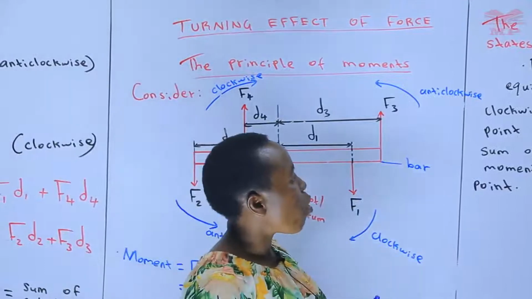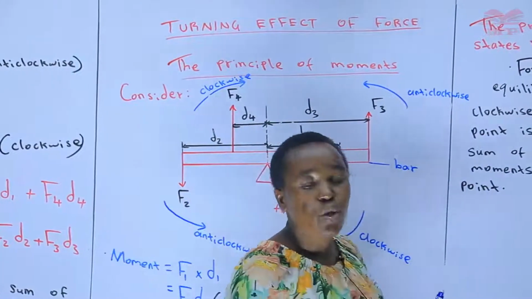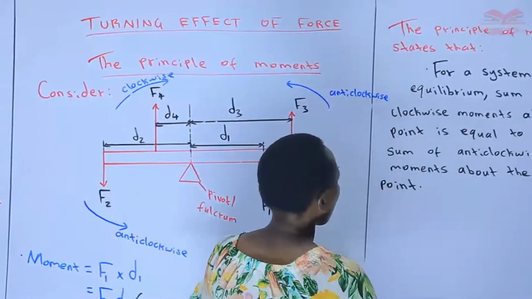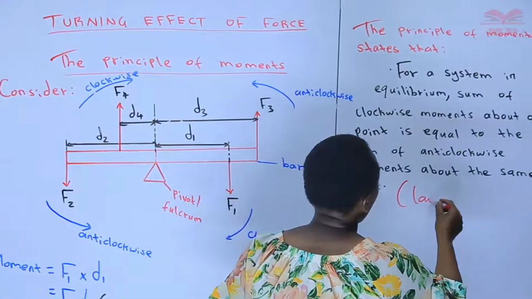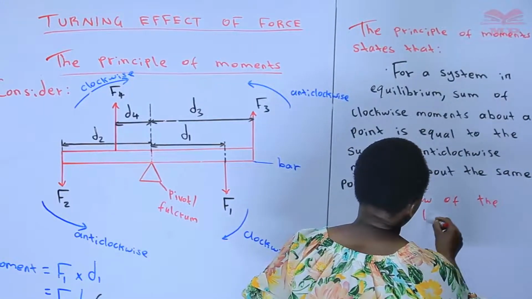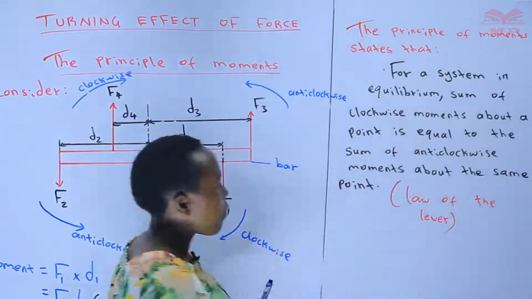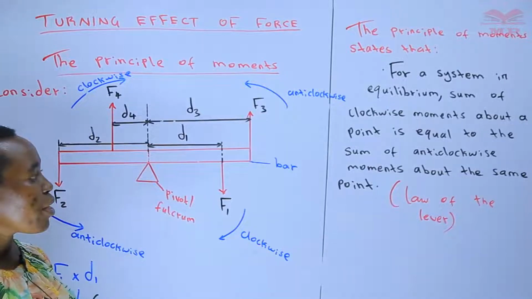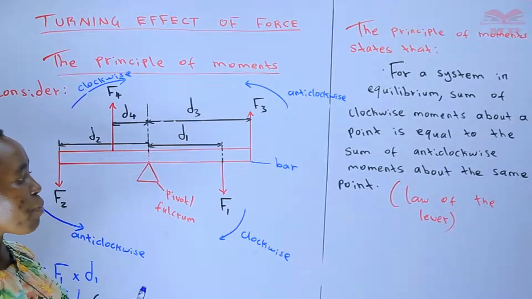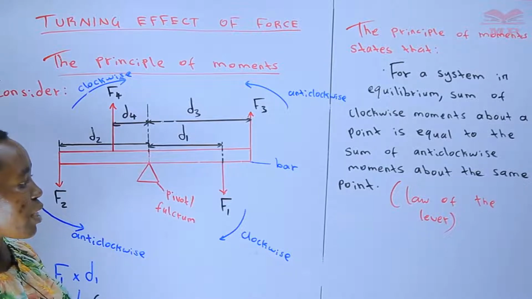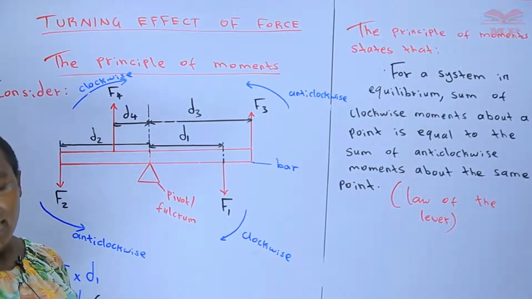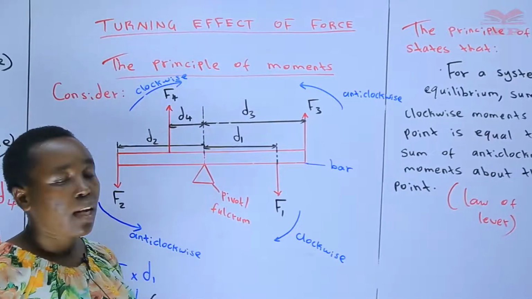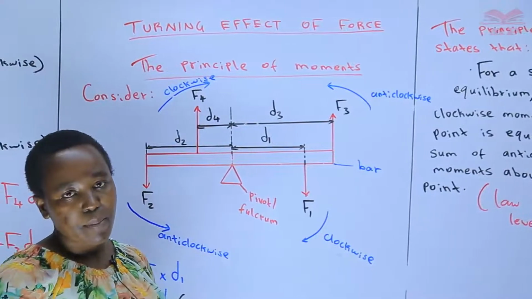And this principle of moments, what we have stated, is also called the law of the lever. It's also referred to as the law of the lever. That is the principle of moments. It is called the law of the lever, stating that for a system in equilibrium, the sum of clockwise moments about a point is equal to the sum of anti-clockwise moments about the same point. So you should be able to state that principle, and then we'll get into numerical problems.